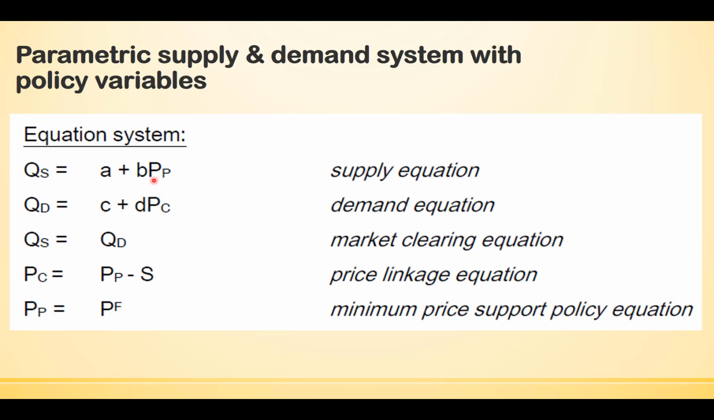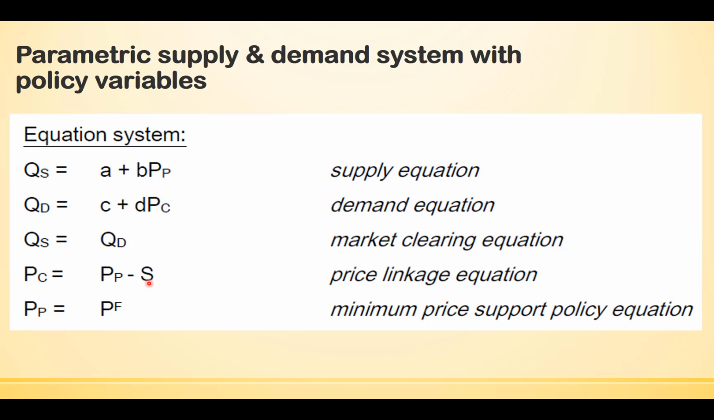So we have a supply equation that's the quantity supplied depends on the producer price. The quantity demanded depends on the consumer price. Those two equations are tied together by the market clearing equation, so the supply quantity and demand quantity have to match up. There's a price linkage equation that says if there's a gap between the consumer and the producer price, we're going to call it a subsidy. And you'll notice that I've left out the possibility of a tax. That's going to be something we see in a little bit, why we have to do that.